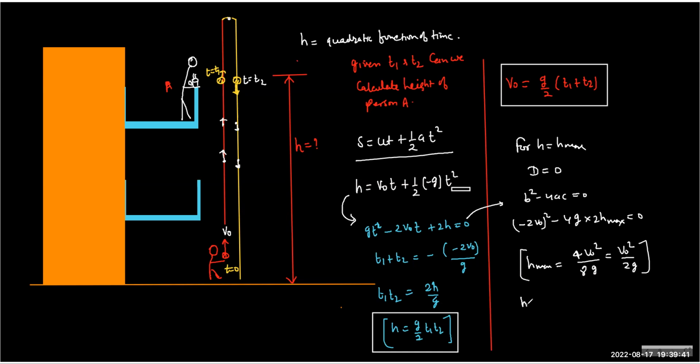And if you want to write the answer in terms of time, we have the v naught here. So if you want to write it in terms of time, we can write v naught equals g by 2 times t1 plus t2, and h max equals g by 8 times t1 plus t2 whole square. And that's a very interesting answer. In fact, we can write the maximum height also in terms of time.